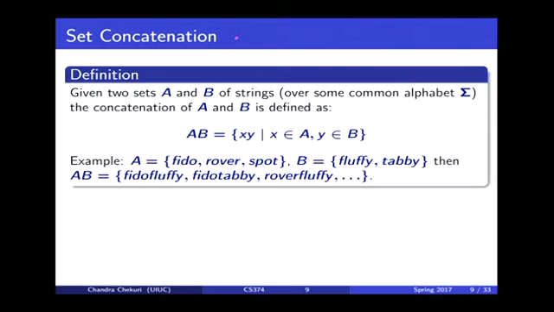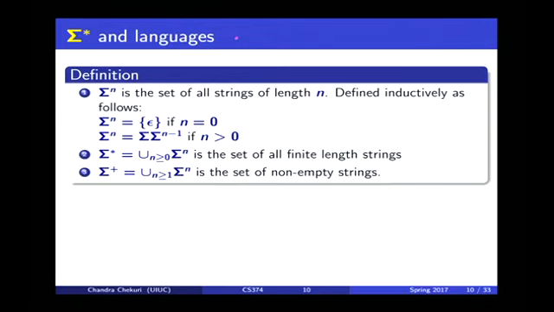And once you have set concatenation, we can define sigma to the n formally. Sigma to the n is simply the set containing epsilon if n equals 0, and otherwise it is the concatenation of sigma, now sigma is being overloaded here as a set of strings, with sigma to the n minus 1.